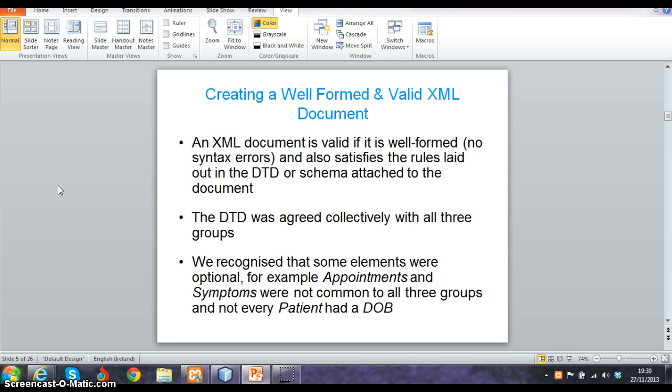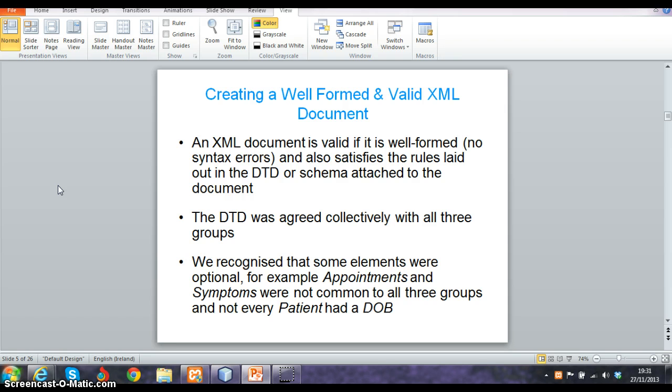An XML document is valid if it's well formed, with no syntax errors, and also satisfies the rules laid out in the DTD or schema attached to the document. It was all done collectively. We sat down after class one day and came up with the tags that we felt at the time would be good to exchange information through.